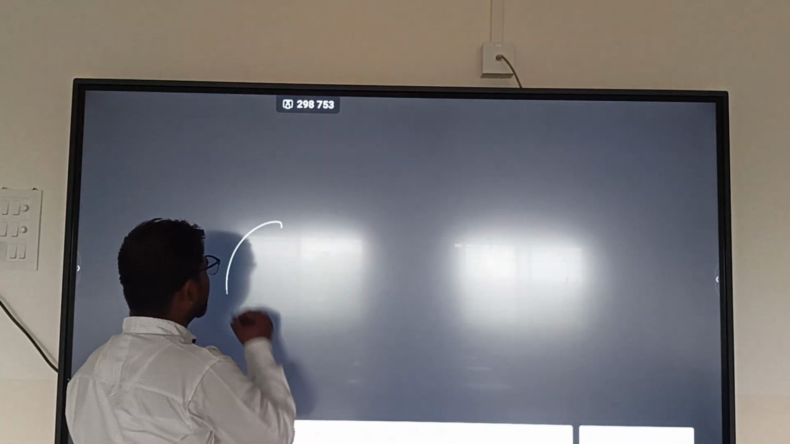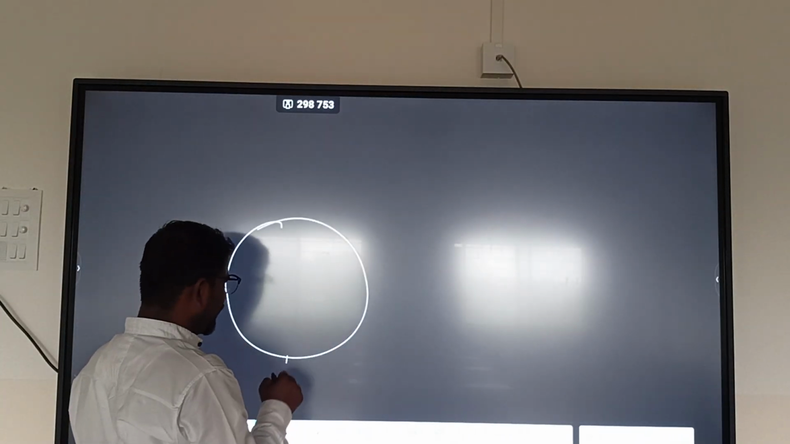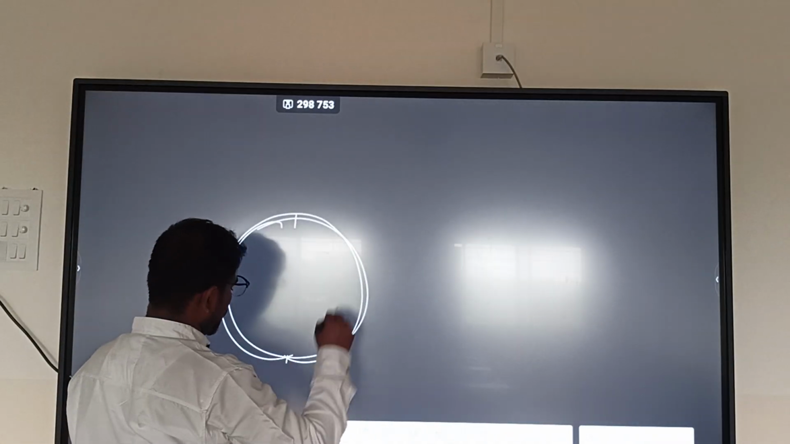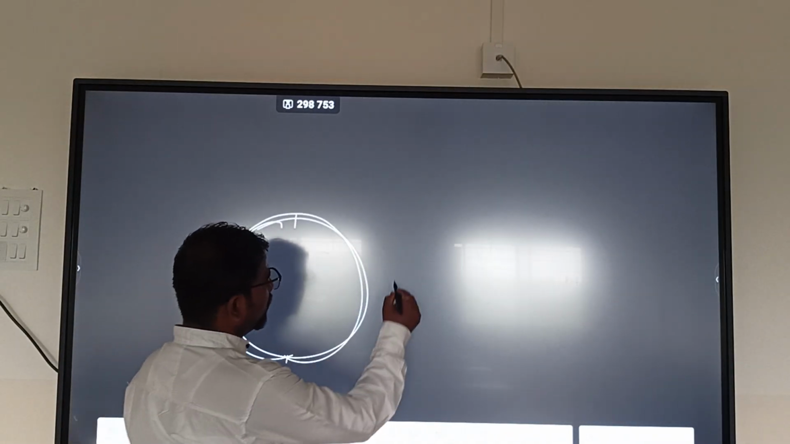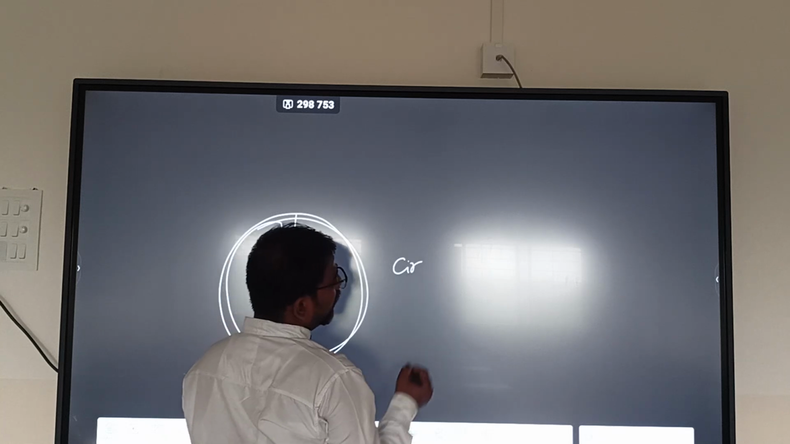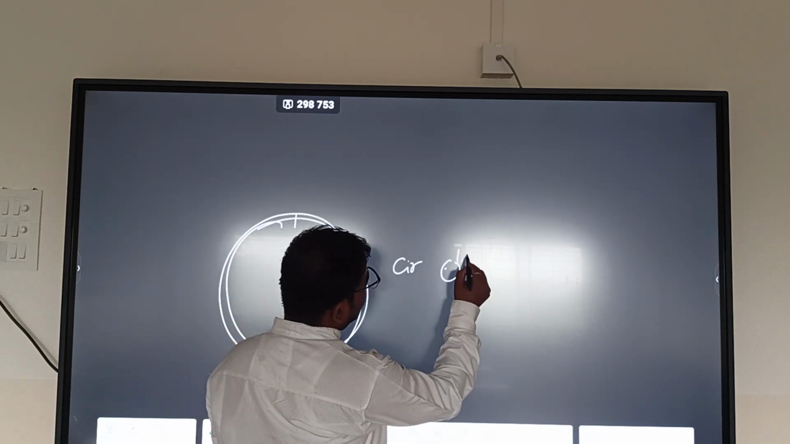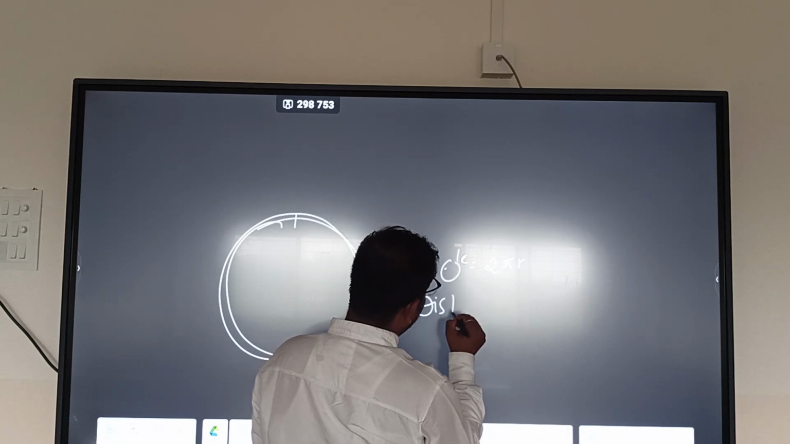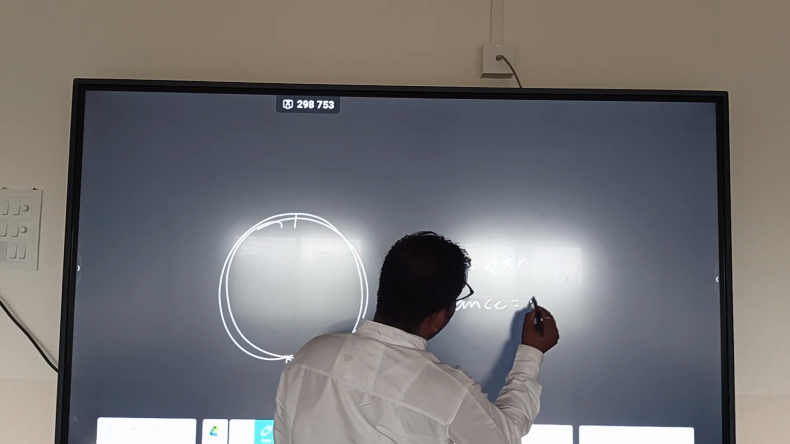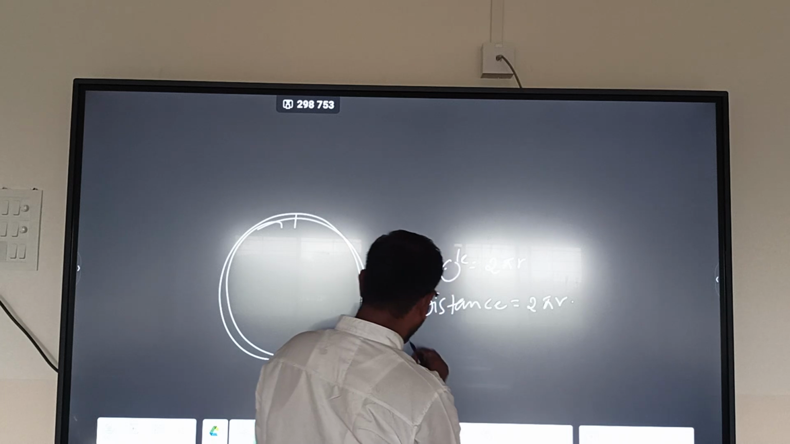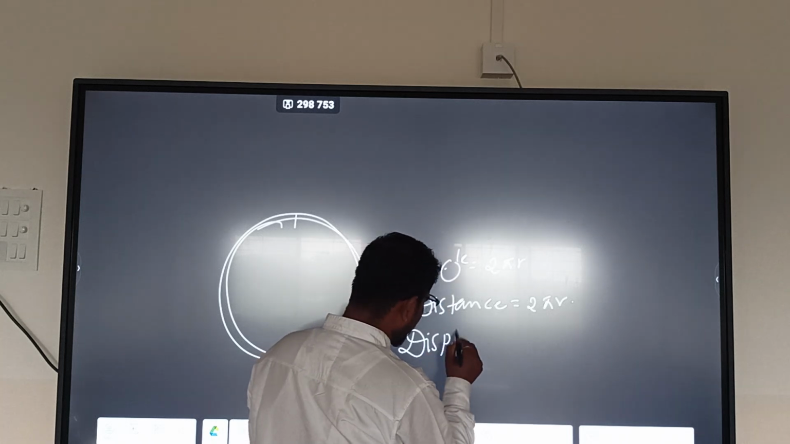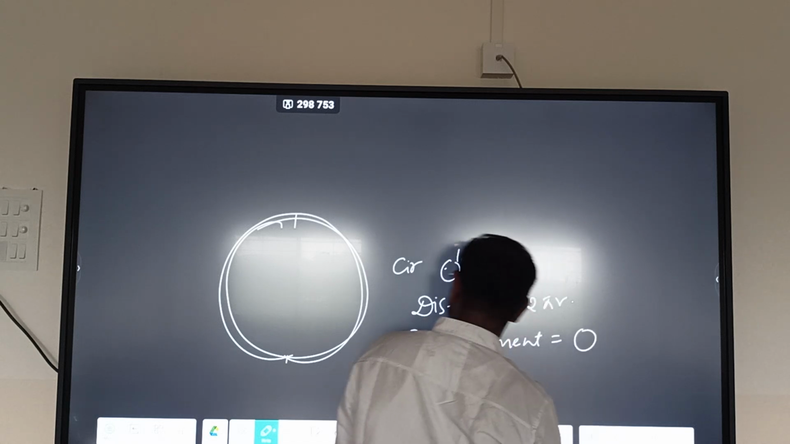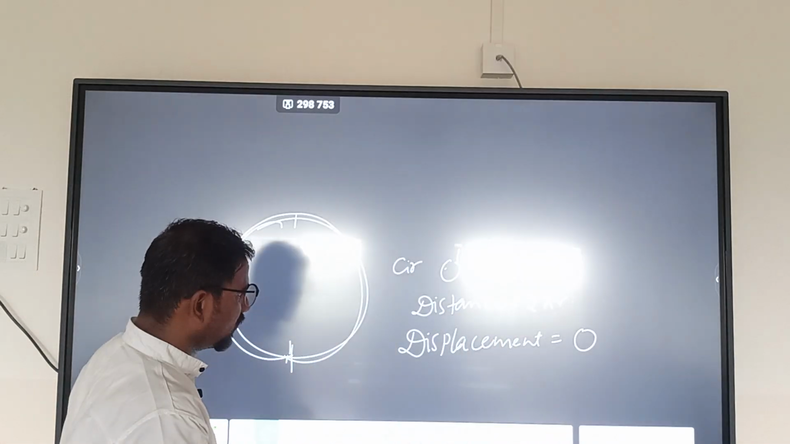Suppose we take a circle. We used to visit a temple. Suppose a devotee takes one full round, the circumference of a circle, right? The formula is 2 pi r. So distance is what, beta? Distance is equal to 2 pi r. What about the displacement, my dear students? This will be 0. He is coming to the same position.